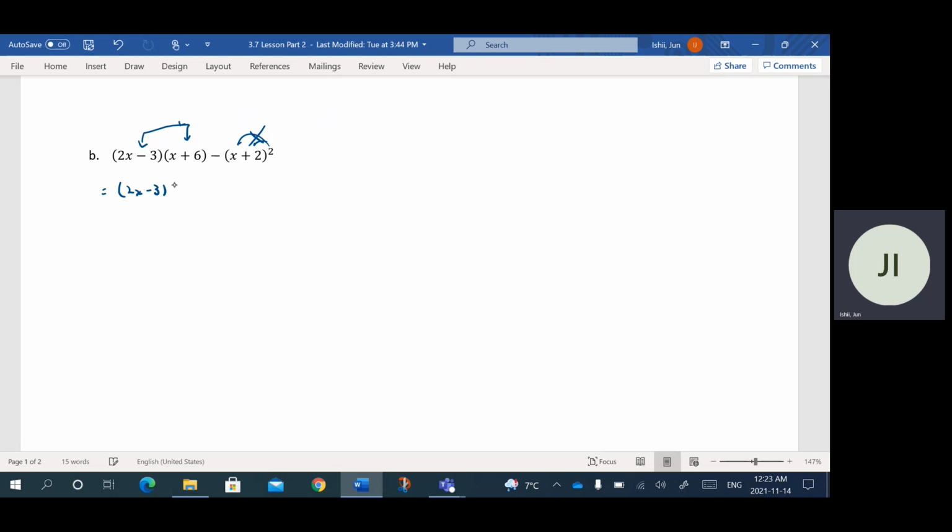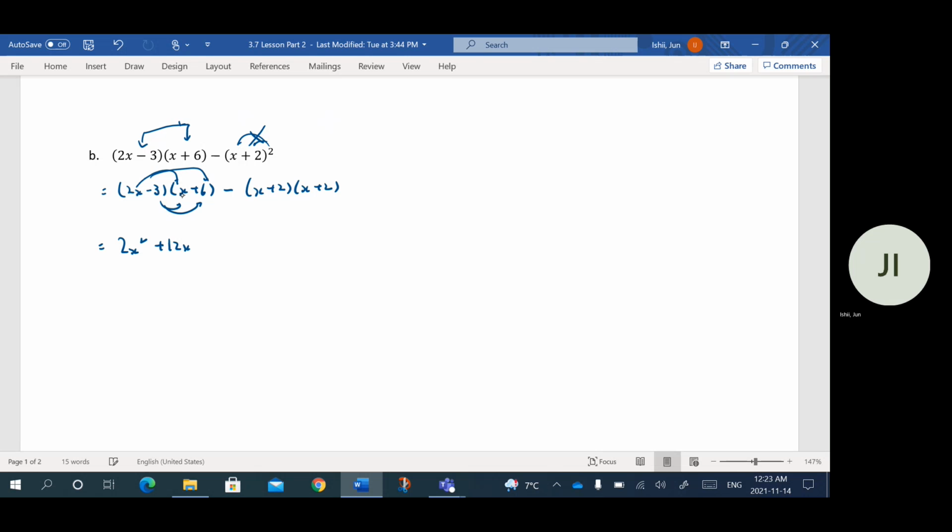Let me just write out the first set here, the minus. x plus 2 squared is x plus 2 times x plus 2. According to BEDMAS, we need to do multiplication, so we need to multiply these two together and these together, and at the end, we're going to subtract. Remember that acronym FOIL. I'm going to FOIL out the first set of brackets. 2x times x is 2x squared. Then outside I have plus 12x. Inside I have negative 3x, and then I have negative 18. These four terms come from the expansion of these two brackets.